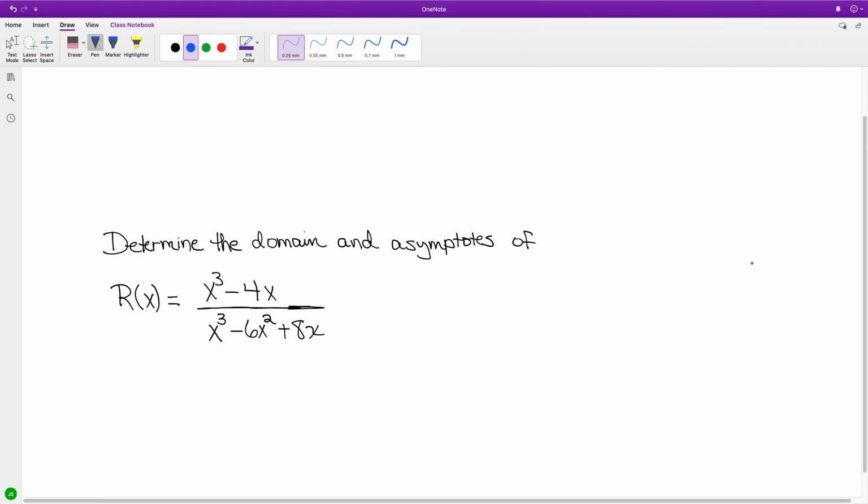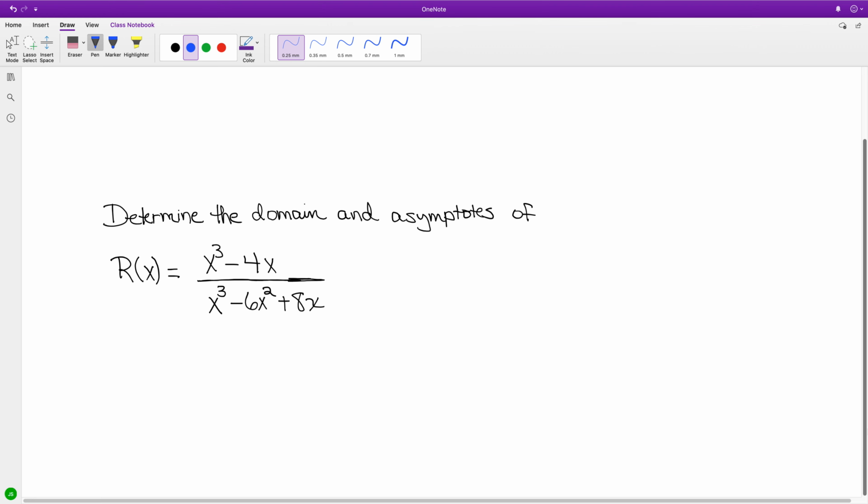Okay, for what we have regarding the determination of domain and asymptotes of a rational expression, here we have r of x is equal to x cubed minus 4x all over x cubed minus 6x squared plus 8x. Now again, for the domain, the denominator cannot be 0 in value. So with the denominator, we have x cubed minus 6x squared plus 8x cannot be 0.